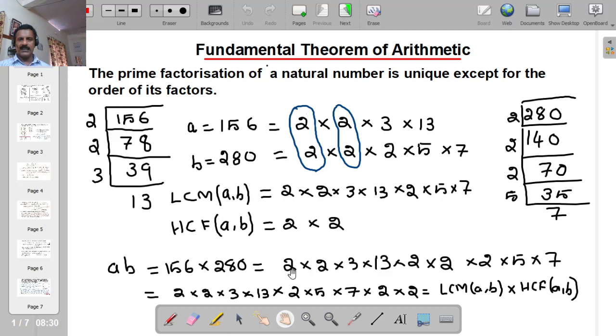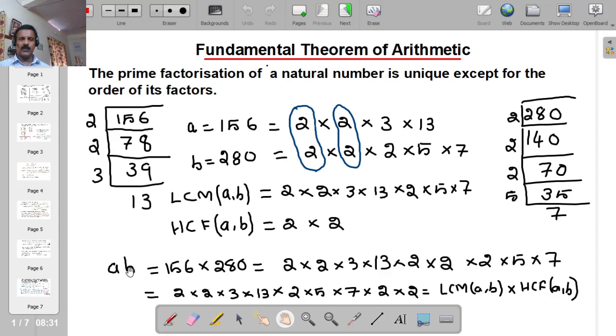I have said in the product the common prime factors are multiplied 2 times, but in the calculation of LCM the common prime factors need to be multiplied only once. What is the product of the common prime factors? That will be HCF. See, then LCM times HCF will be the product of A and B. What is getting repeated is the HCF of A and B. So LCM of two numbers times HCF of two numbers will be the product of those two numbers.